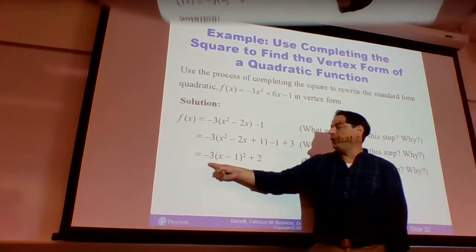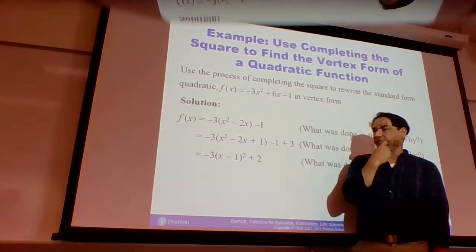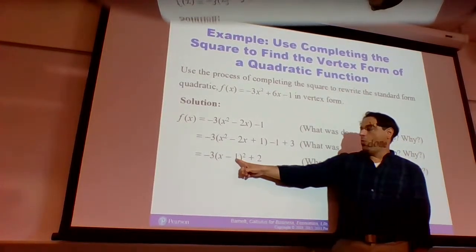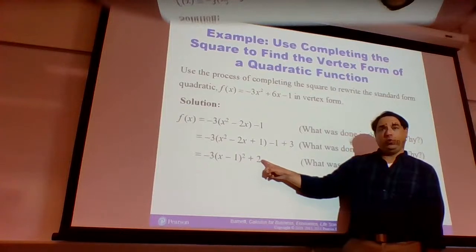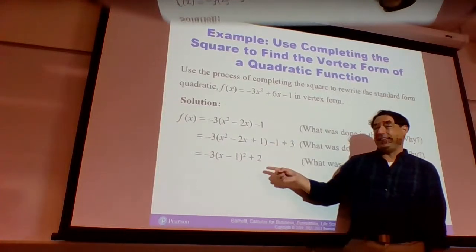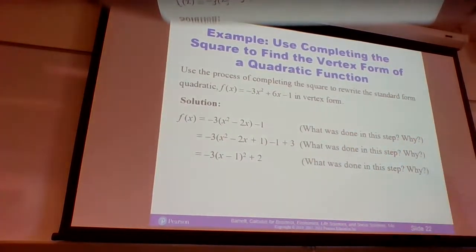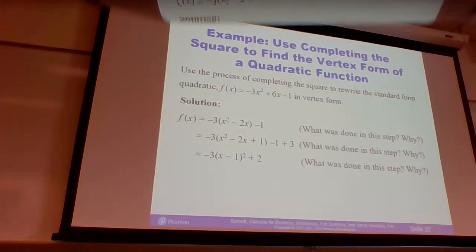But if I can make it look like this, what's the vertex going to be? 1, 2. But you got to get all the steps to get there. If you can get it, you can find the vertex like that. Again, I know it's weird, but if you can make it look like that, the vertex is 1, 2.